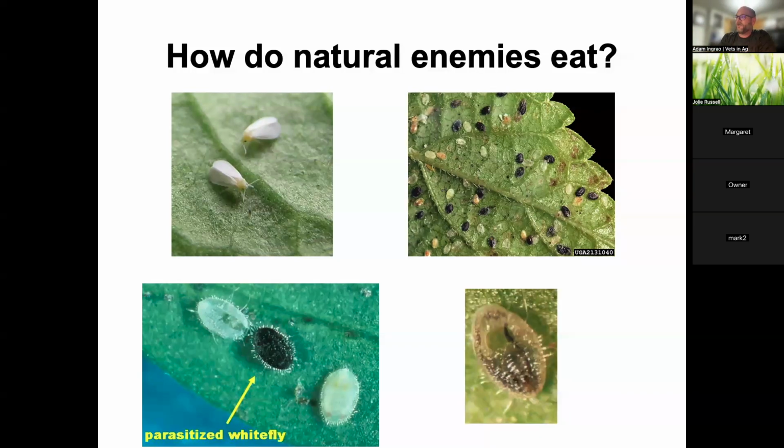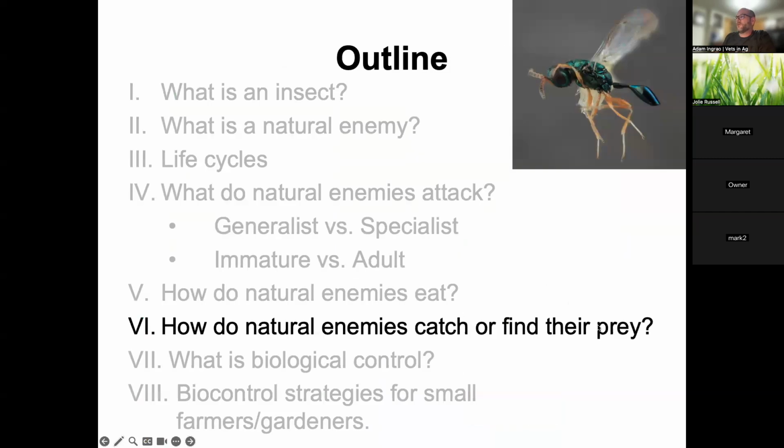But that's a parasitized whitefly. And again, the same situation: when you look at it under a magnifying glass, a lot of times you'll see holes in the back end of them, which is evidence that it has been parasitized. So a couple of real easy ways to determine that.